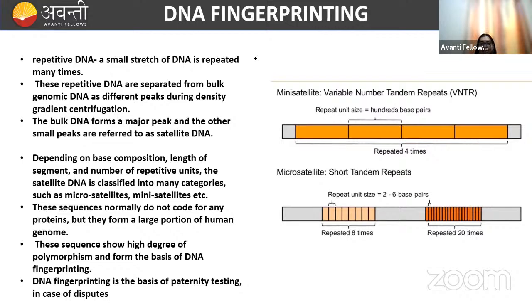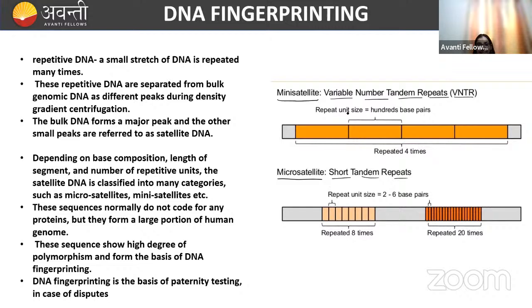And on the basis of their length, their segment, their composition, and their number of repetitive units, there are two types of satellite. There are minisatellite and microsatellite. You can see in the figure, this is a minisatellite and this is a microsatellite. Minisatellite is also known as variable number of tandem repeats, which is VNTR. Microsatellite is known as short tandem repeats.